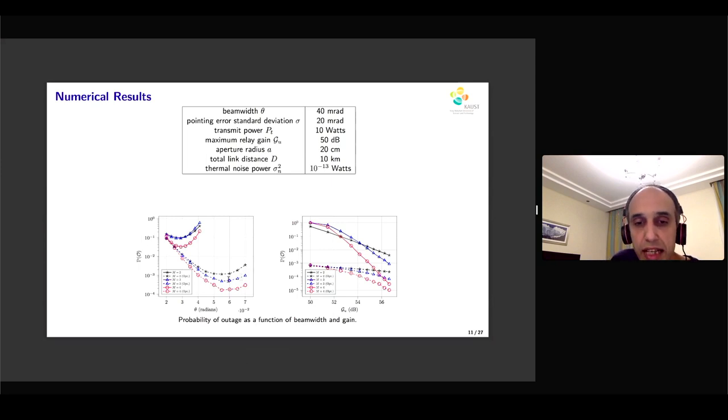So here, actually, in this case, I'm optimizing over my outage upper bound, right? And then the link distances that are obtained by optimizing the upper bound, I plug them into my outage probability expression. So in this case, we see that even though we are actually minimizing the upper bound, we also end up minimizing the true outage probability in this scenario, right? So this is as a function of my beam width theta, and these curves correspond to my outage probability as a function of my amplifier gains, right?